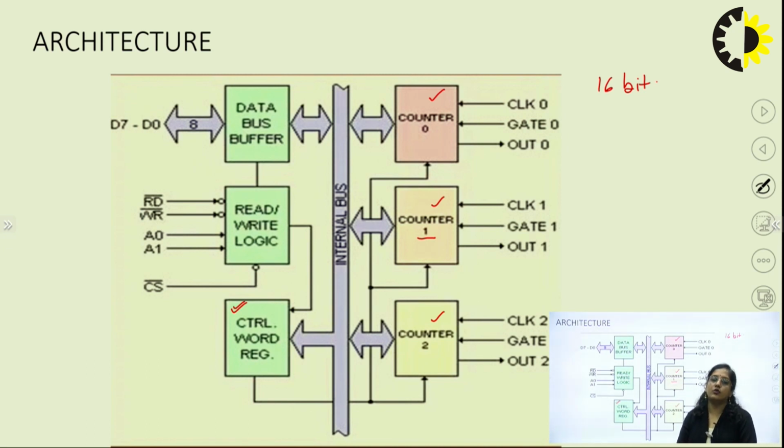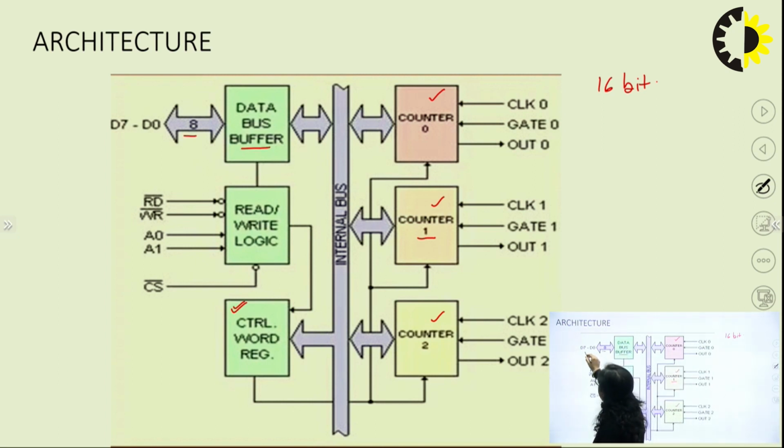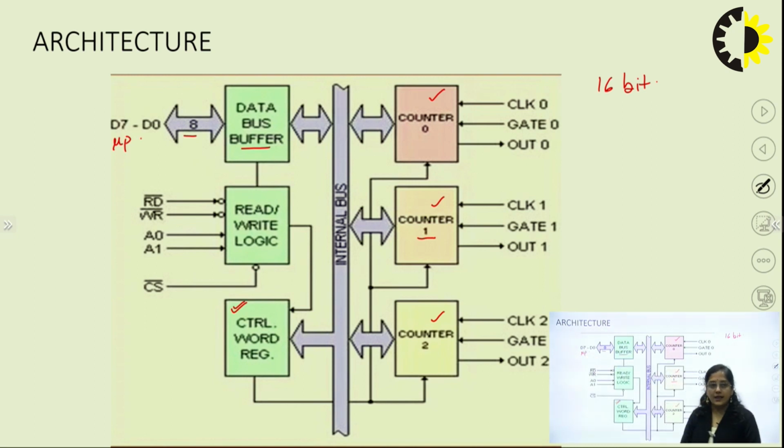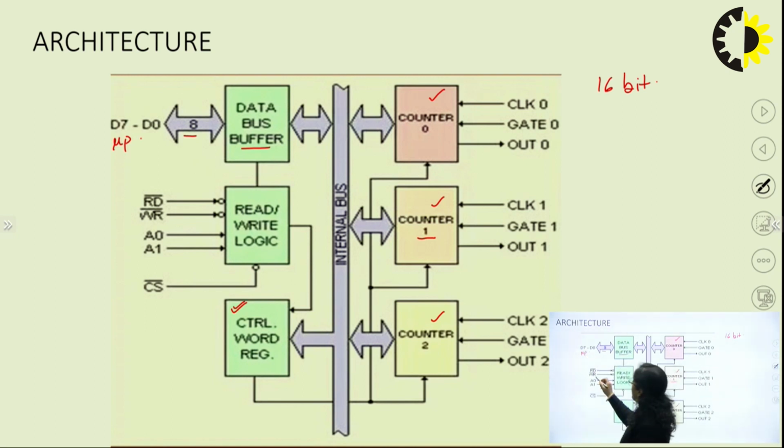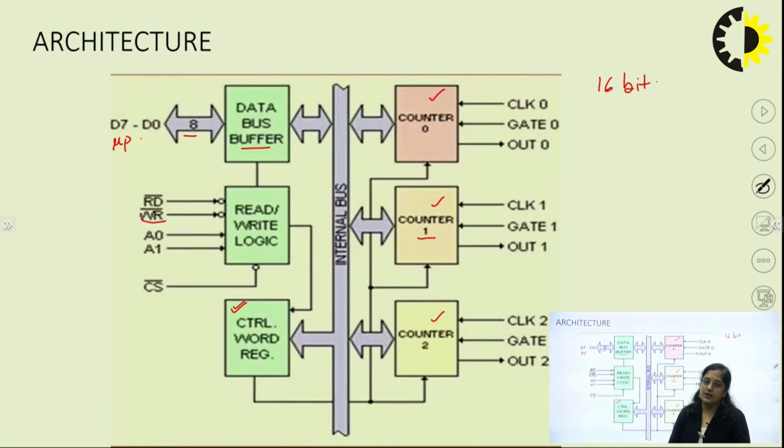So we have to write two control words each for counter 1 and counter 2. While programming this architecture, we have to use this data bus buffer, and these data lines are connected with the microprocessor data lines. Through the write signal, we can activate it and write the command word first. Then we can write the count value in the counter register.